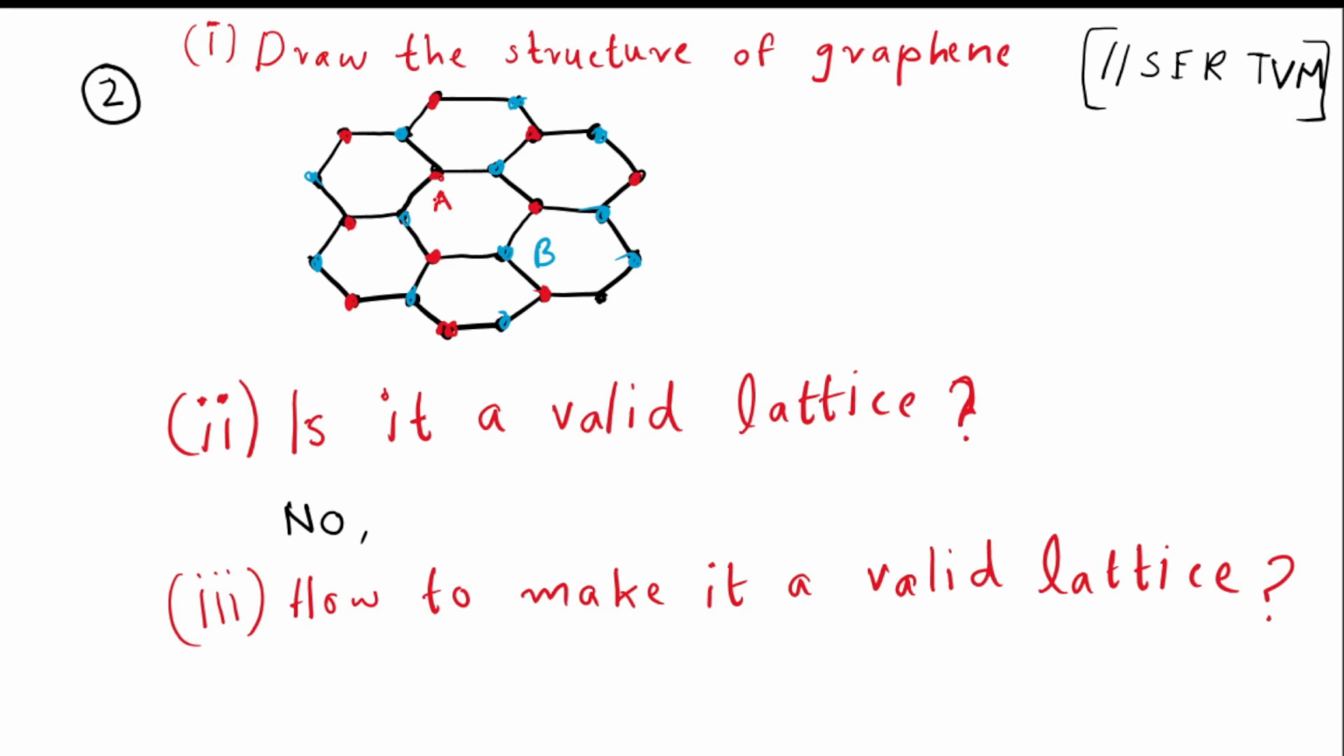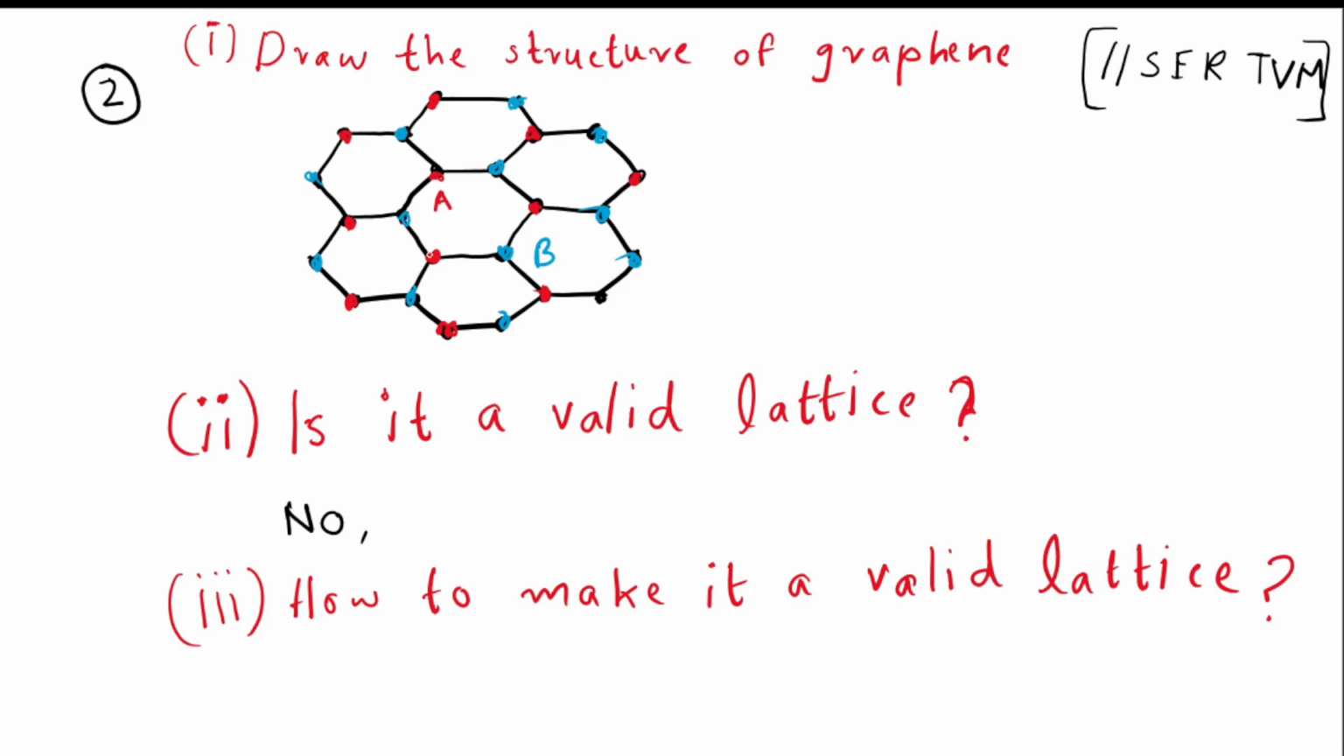So now for all points included in the A sublattice, the environment is identical. Similarly, for B all points have similar identical environment. Now it can be considered to be a valid lattice. So the answer is that if you are considering the lattice of graphene to be composed of two sublattices, A sublattice and B sublattice like this, then it can be considered as a valid lattice. So it is hexagonal in nature. It belongs to hexagonal crystal structure.